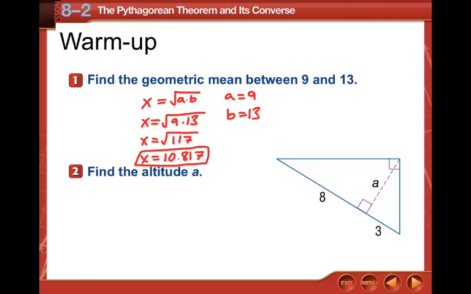For number 2, finding the altitude of A, and remember back to the previous video for geometric mean, we know the altitude is the geometric mean between the numbers that are the lengths of the hypotenuse that it splits the hypotenuse into, so 8 and 3. So A is equal to the square root of 8 times 3, which is 24. And the square root of 24, it's not quite 25, which means that our answer is not quite 5. So it's 4.899 when we round.